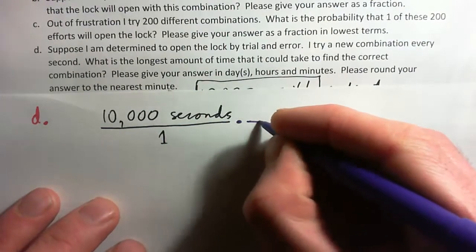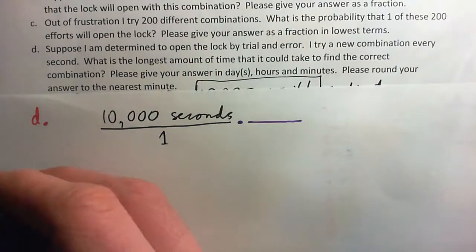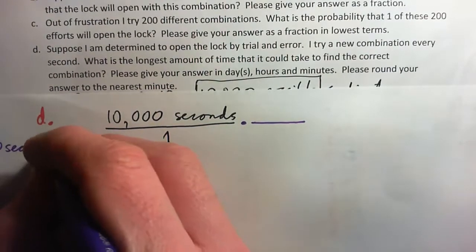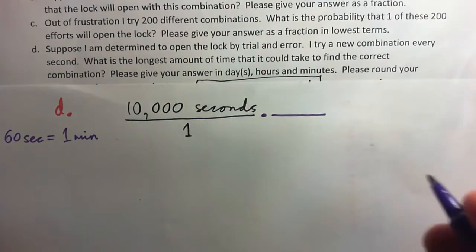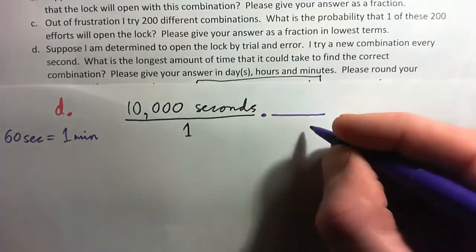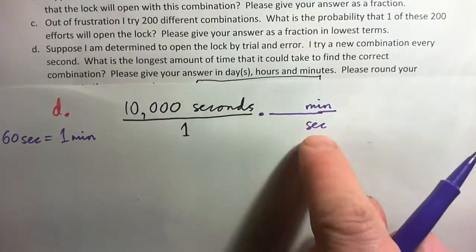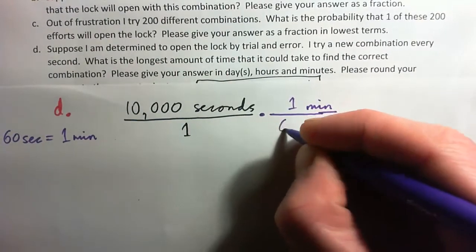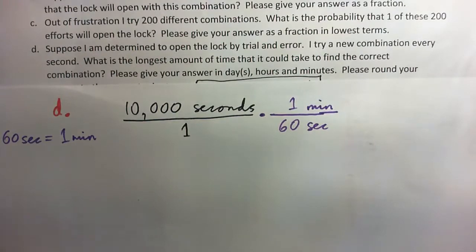So times that by what to turn it into minutes. Remember your facts. I hope you all know 60 seconds is the same as 1 minute, right? Seconds are on the top, and I want to turn my seconds into minutes. So I can multiply this thing by something with minutes over seconds. Now, 1 minute equals 60 seconds. So this is called my unit fraction. You've seen that many times before, I hope.